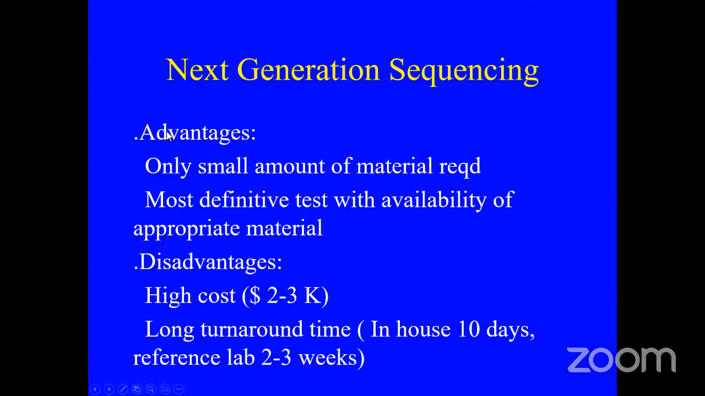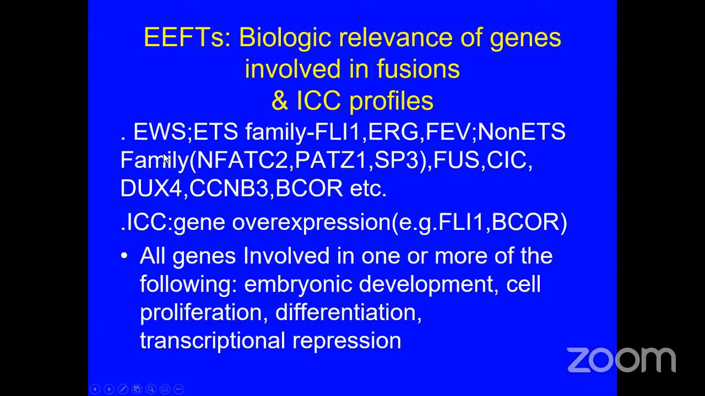The advantages of next generation sequencing are pointed out on this slide. You need only a small amount of material. This is the most definitive test with the availability of appropriate material. Again, I cannot overemphasize the importance of appropriateness of the material. The disadvantages obviously are very high cost and long turnaround time. And for that reason, this particular test may be out of reach for many laboratories in the developing countries. So you have to have a reference lab to which you can send your sample for the definitive diagnosis of these tumors.